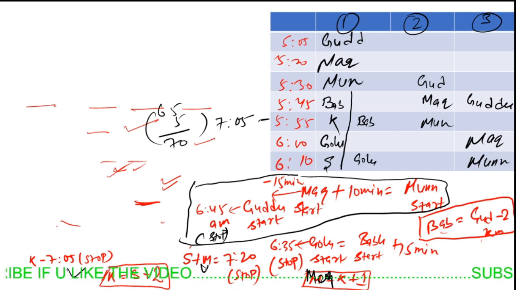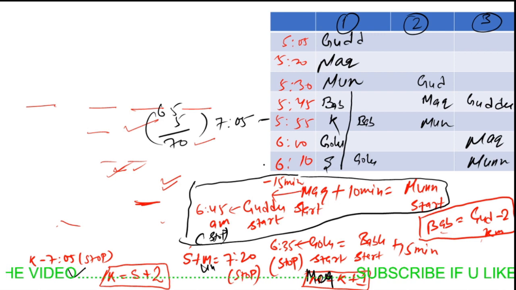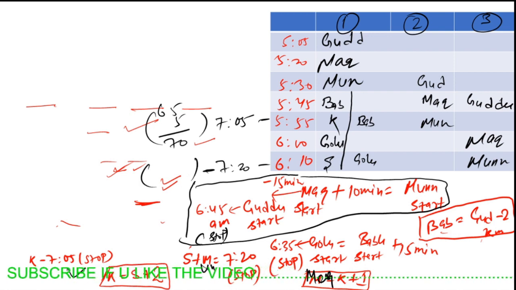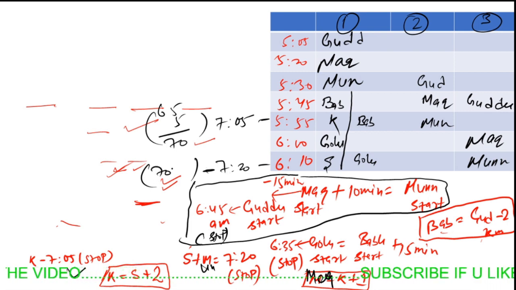And we know that Sweetie will be here. We know that Sweetie and Munna stop at 7:20. Sweetie stopped at 7:20. Then what's the time difference between Sweetie and Munna? What's the duration of Sweetie? Sweetie is traveling for 1 hour and 10 minutes, 70 minutes.